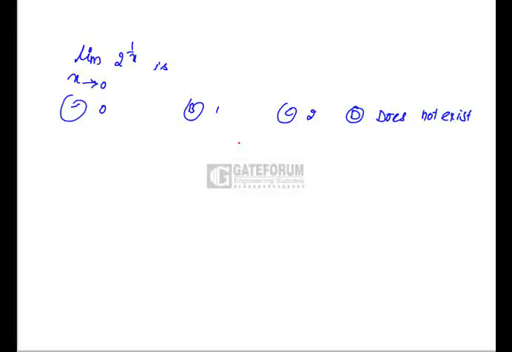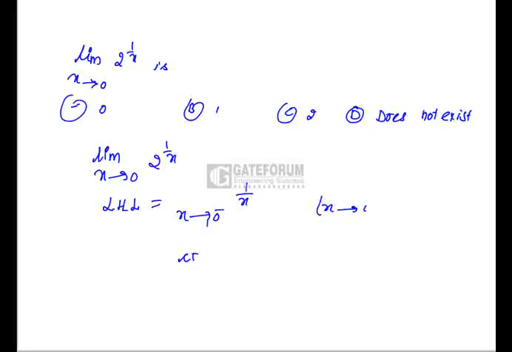Now let us look into this problem. We have to find the value of the limit as x tends to 0 of the function 2 power 1 by x. Now what we do is, let us check for the left hand limit. Left hand limit is limit x tends to 0 minus of 1 by x. Now what is meant by x tends to 0 minus?